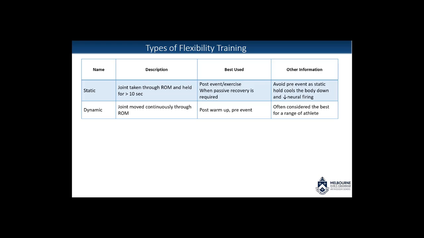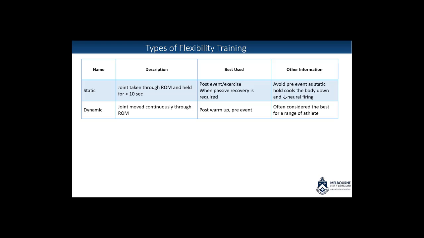You can see a description of it: it is taken through a range of motion and held for longer than 10 seconds, whereas dynamic is constant moving. So dynamic you could put at the end of a training session potentially. Static you'd have on a rest day. It doesn't really matter where you have it generally.